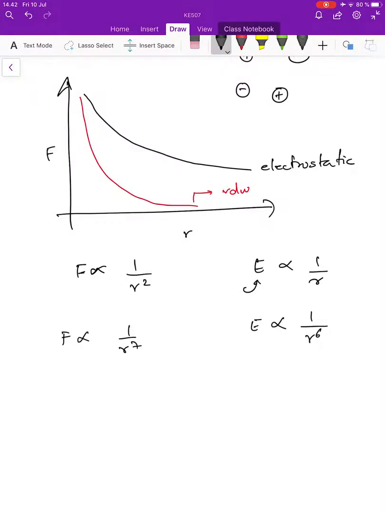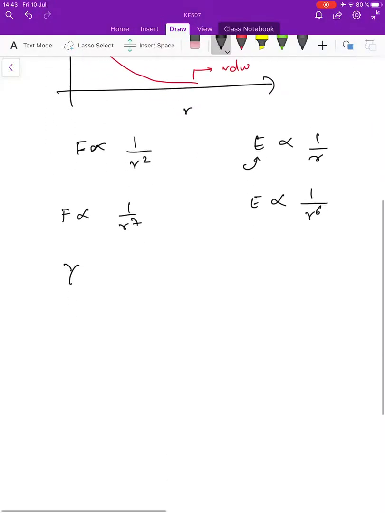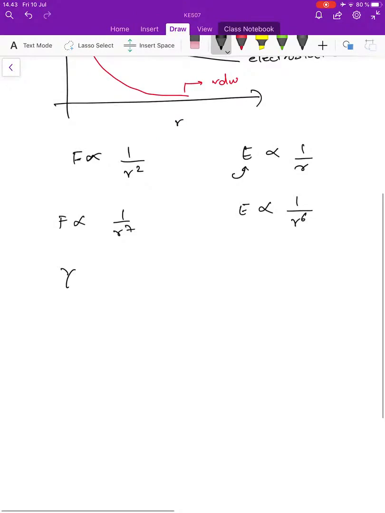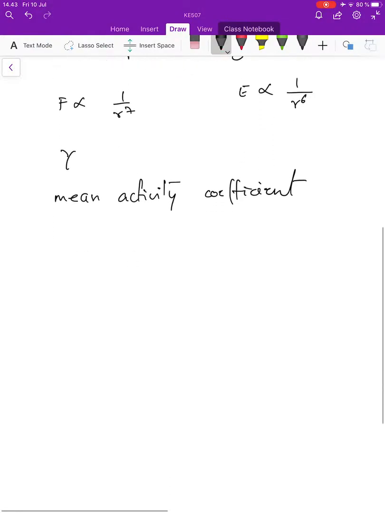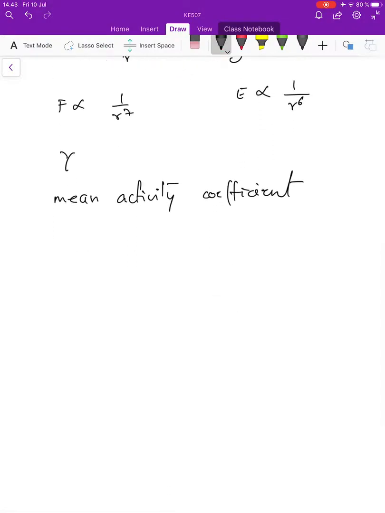The second point is that when ions coexist in solution, it is difficult to calculate the activity coefficient for them separately or individually because they are very close to each other and are always interacting. So what do we do? We define what is called a mean activity coefficient. So let us try to quantify this.